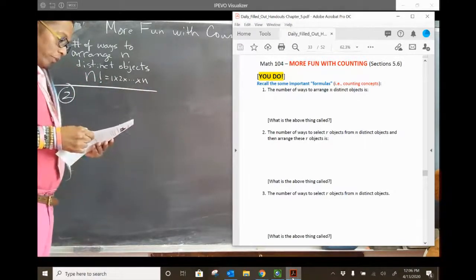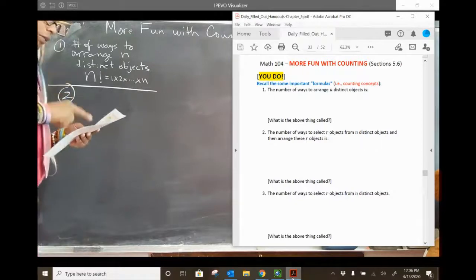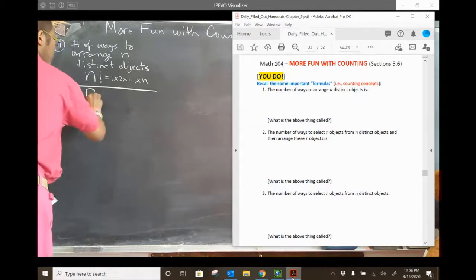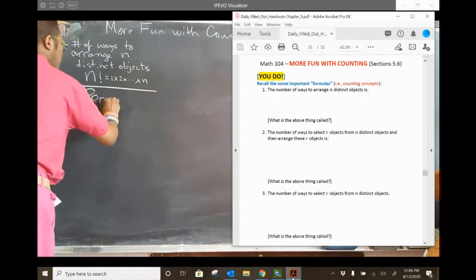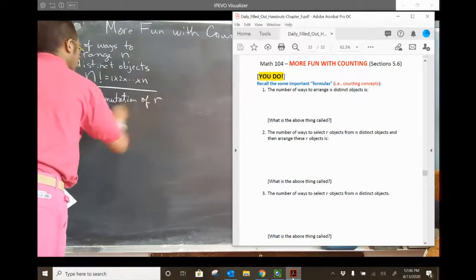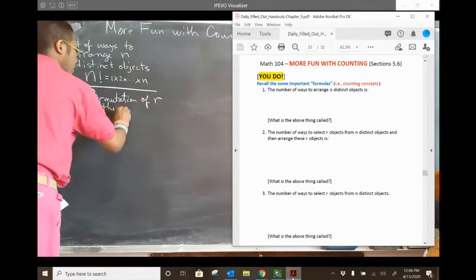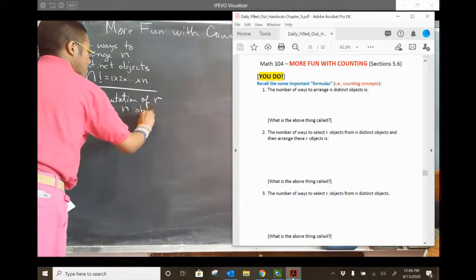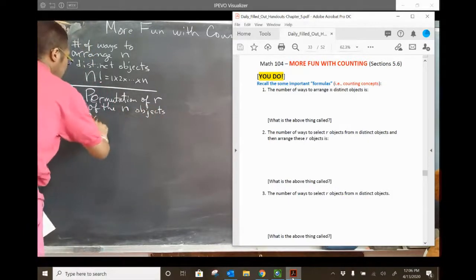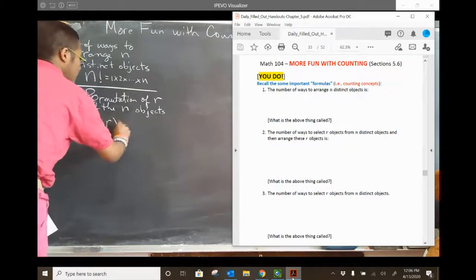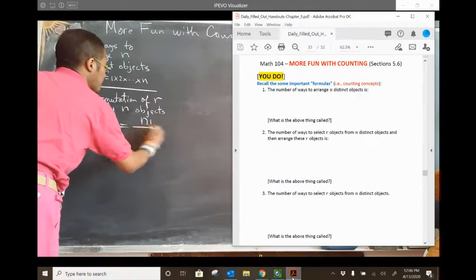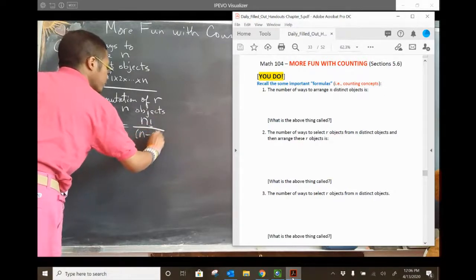The second most important formula was the number of ways to select r objects from n distinct objects and then arrange them. So this is a permutation of r of the n objects, again understood to be distinct. The formula is P(n,r), and that's n factorial divided by (n minus r) factorial.